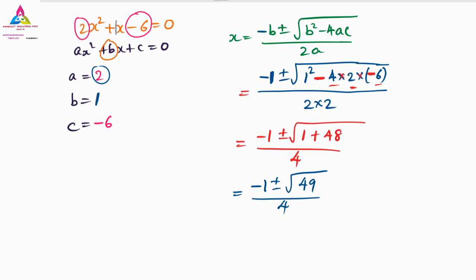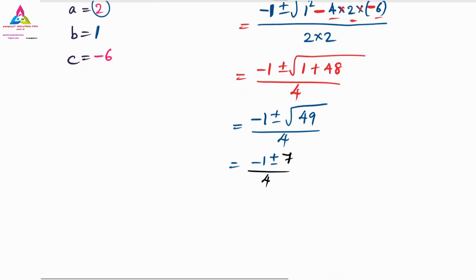Yes, Isha, very good. So minus 1 plus or minus root 49. The root 49 we have already told, root 49 is nothing but 7, whole divided by 4. So I will take it down again. Now, very importantly, the x values are two things: one is positive and one is negative.